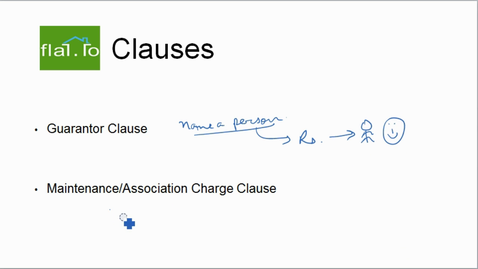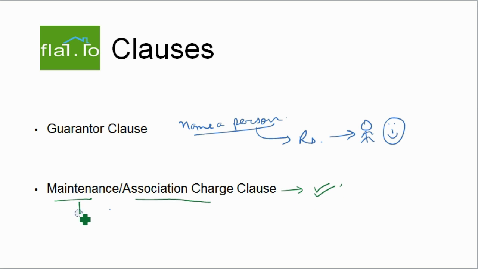Maintenance association charge clause. If you are having an apartment in a society or an association maintained building, then you will have to pay some extra charges as you will become part of that society or building. In that case, you will have to pay some association charge that should be mentioned in the association charge clause.